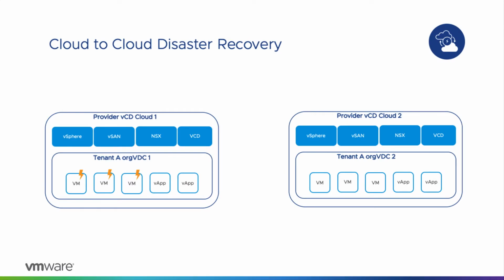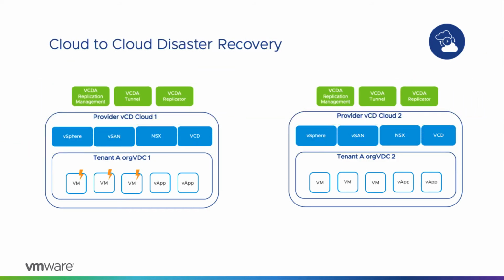Apart from the on-premises to cloud migrations and disaster recovery, you can also do cloud-to-cloud disaster recovery using VMware Cloud Director Availability. It's a great fit for providers who run multiple cloud sites and want to extend their customer offerings with such a service. Regarding their architecture, the requirement will be to have a VCDA tunnel, replicator, and cloud replication management in all cloud sites with the proper configurations that will allow them to communicate.